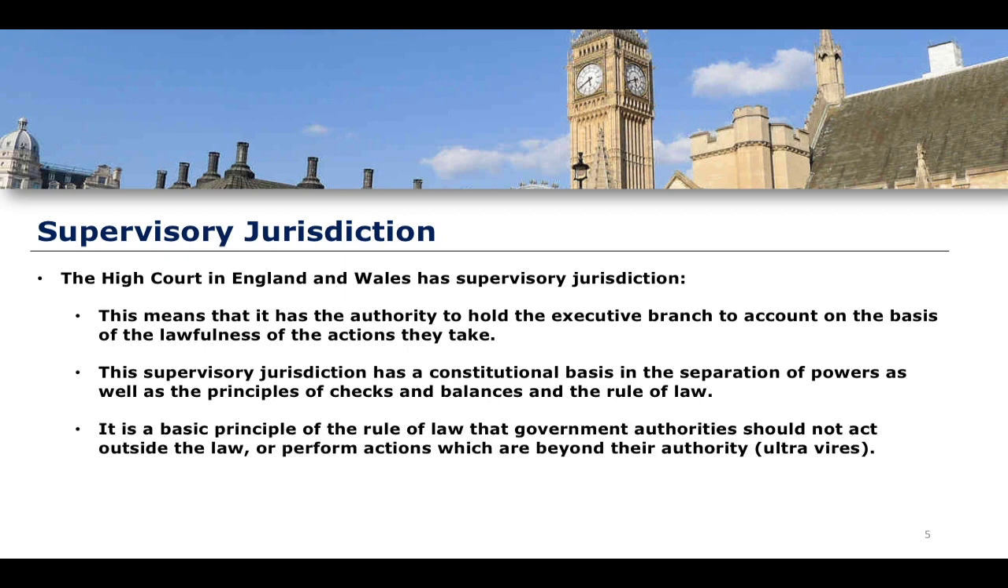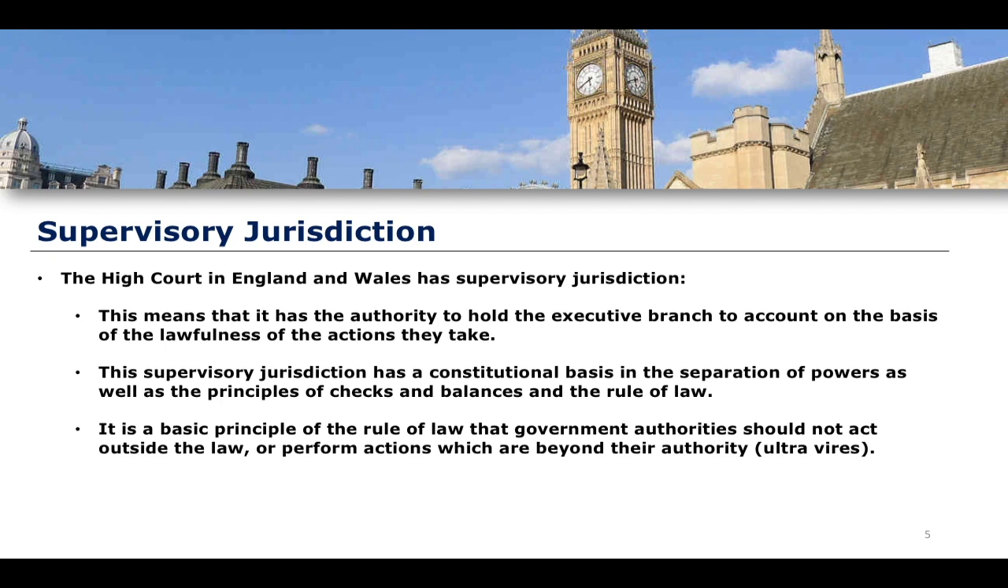Fundamentally, the basic principle of the rule of law is that the government authorities should not act outside of the law. Indeed, in addition to this, they should not act beyond their authority, all of which is great, and it makes sense to suggest that this is a basic principle of the rule of law. But how is the government, i.e. the executive branch, actually held to account if there are allegations made against them about whether or not they have acted beyond their authority?